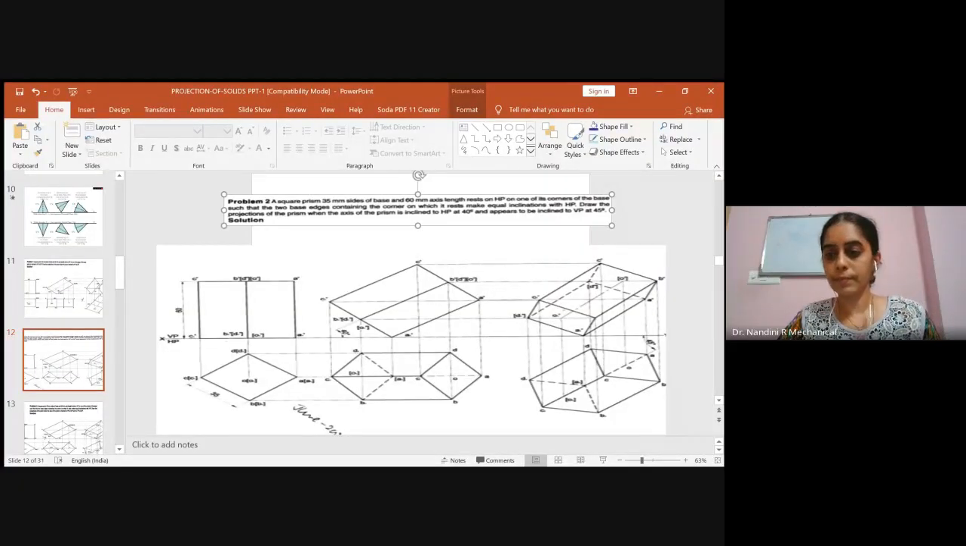Fine, and hence the true shape of the base will be shown in our top view. So how does it look? It will not be a regular square. It is a rhombus kind of square that you have to construct, because it is resting on one of its corners. So when it is resting on one of its corners, the edge will be visible, not the axis, and hence here we show a continuous line.